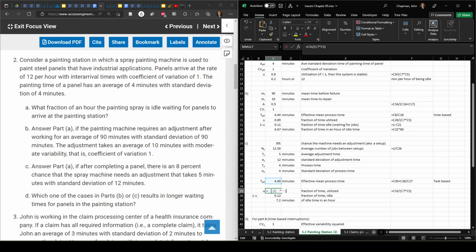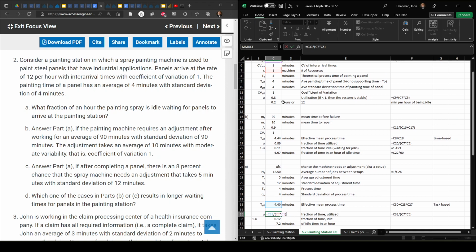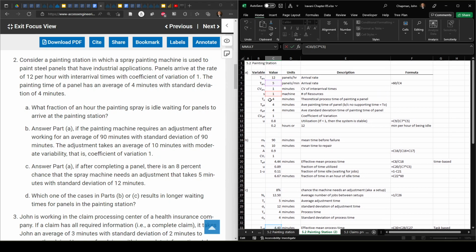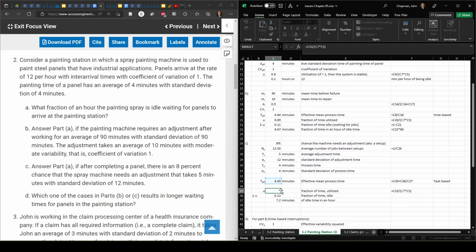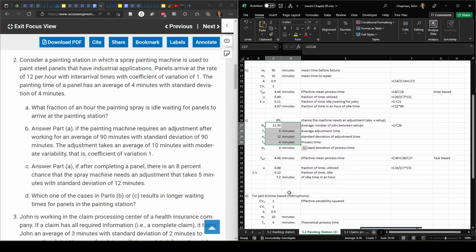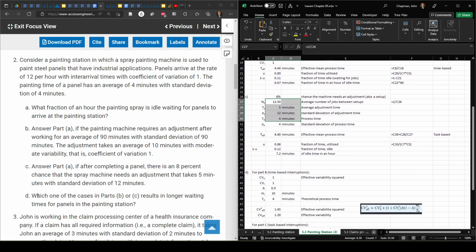Then we can go to utilization. We can take that utilization is the effective process time divided by the number of machines times the arrival rate, and that gives us a utilization of 0.88, which calculates out to a 7.2 minute in 60 minutes time of idle based on this type of task interruption. And then finally, part D, which one of the cases in part B or C results in longer waiting times for panels in the painting station?